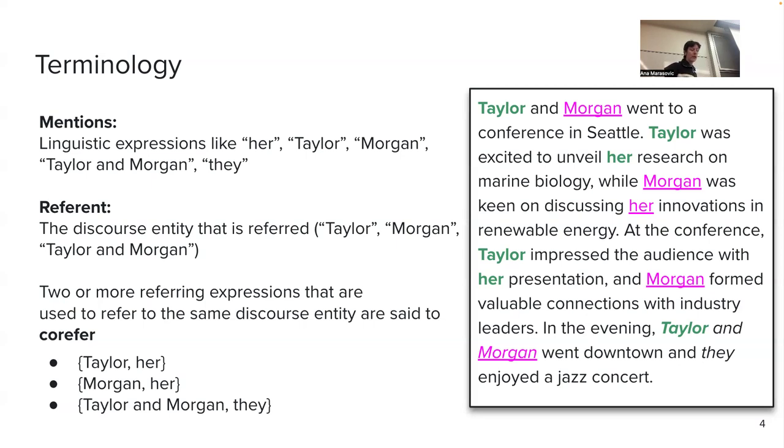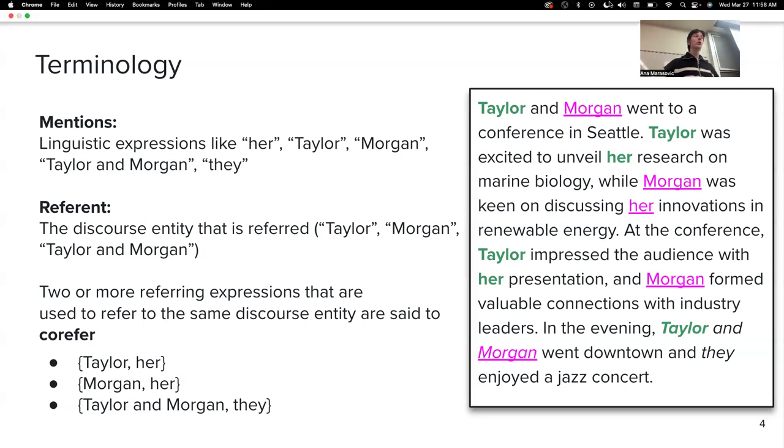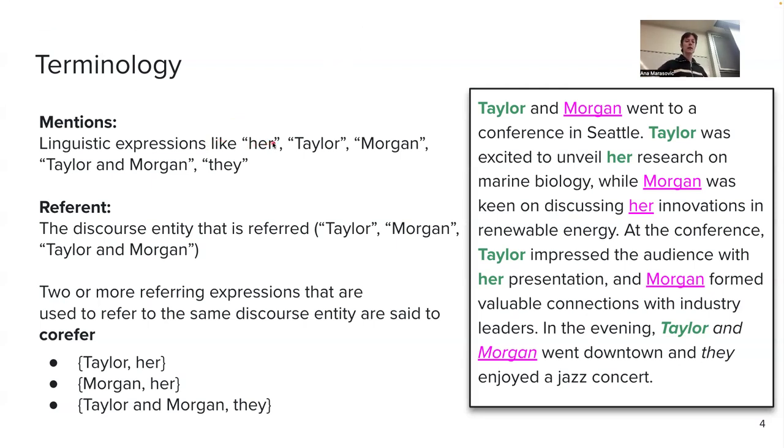Okay, so what I was saying is that we are going to talk about the task where we are trying to find all the mentions of the same entities, and then we are going to see a neural approach to that task, but first, we are going to introduce some linguistic terminology. So we are going to use the term mentions to refer to any linguistic expressions like her, Taylor, Morgan, Taylor and Morgan, they. So basically pronouns, nominal noun phrases, and references to things like that.